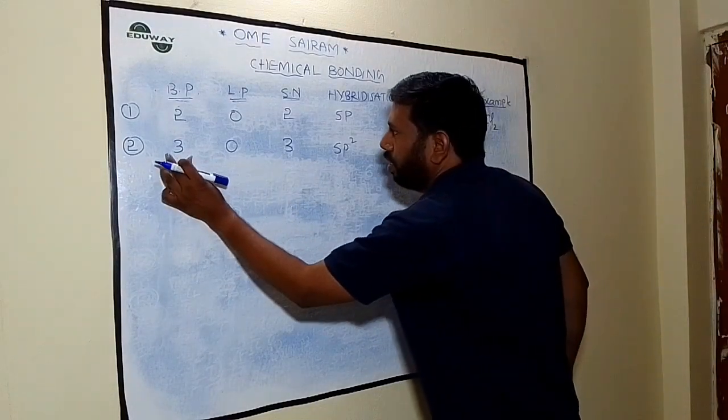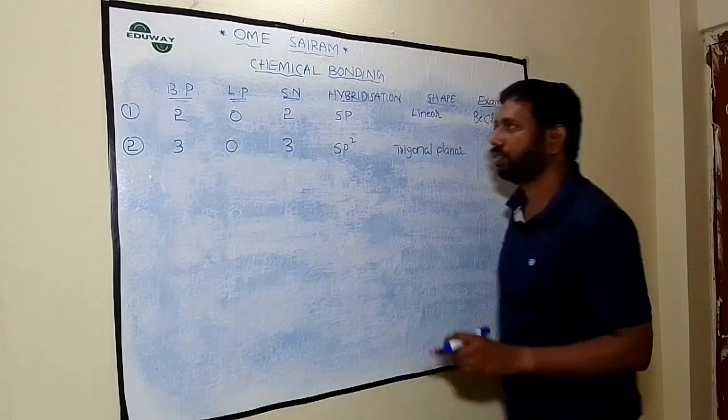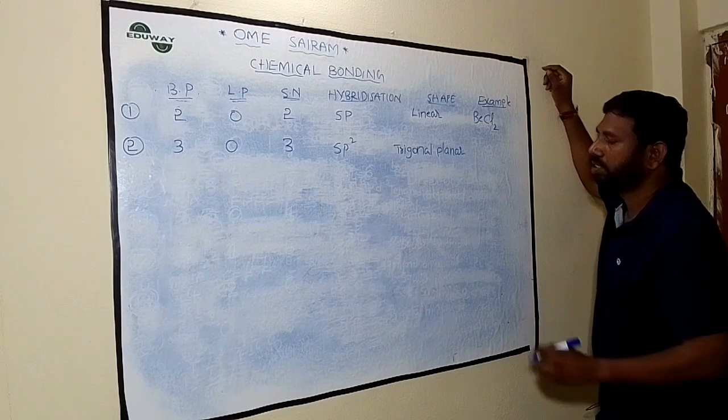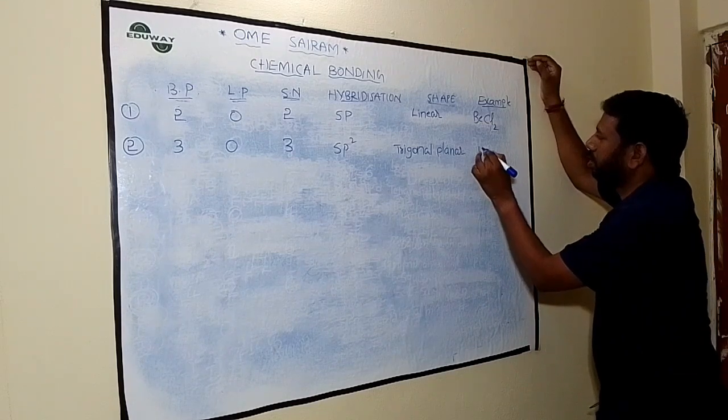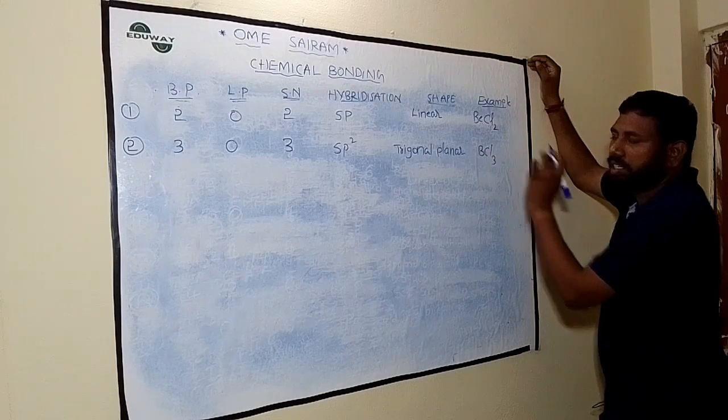And the example, how can we take an example? Here how many bond pairs are there? 3 bond pairs. That means 3 atoms attached to the central atom, BCl3. That means 3 atoms attached to the central atom, boron.